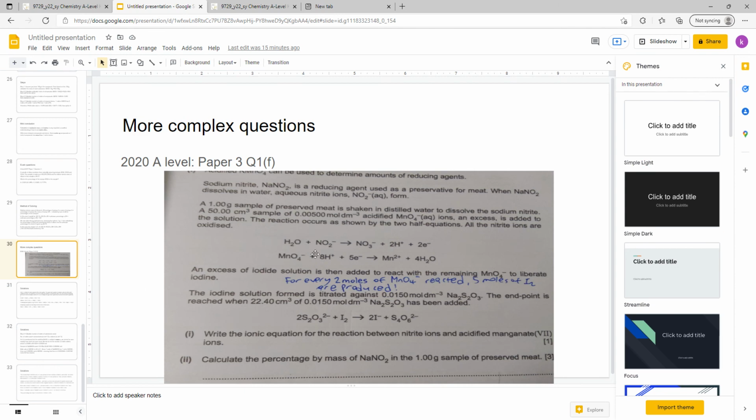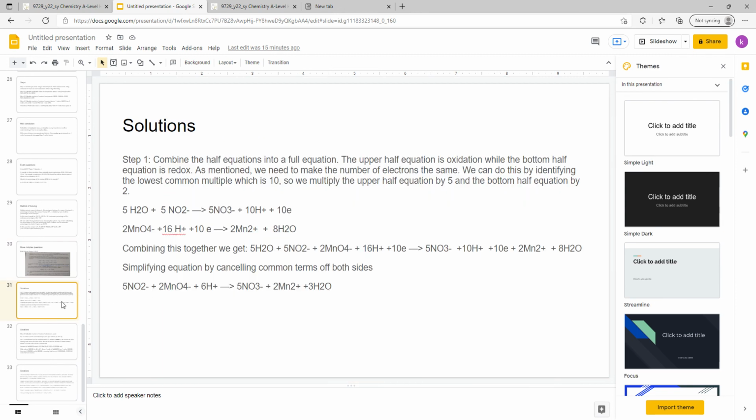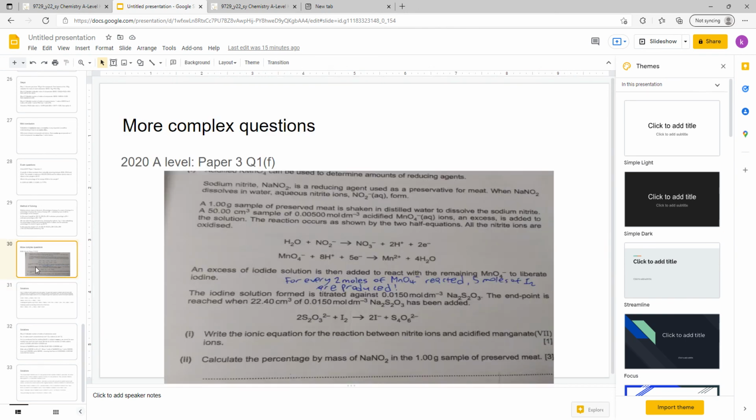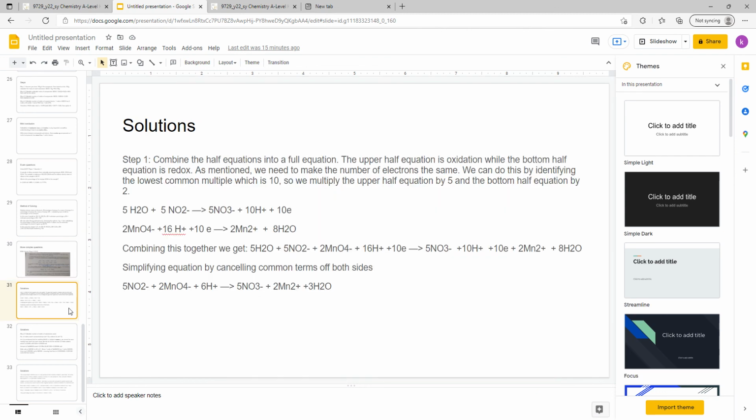As we can see, the uppermost equation has the electrons on the right hand side, and the bottom equation has the electrons on the left hand side. So this means that the upper half equation is oxidation, while the bottom half equation is reduction. Because in oxidation, you lose electrons, thus they are on the right hand side, while in reduction you gain electrons, thus they are on the left hand side.